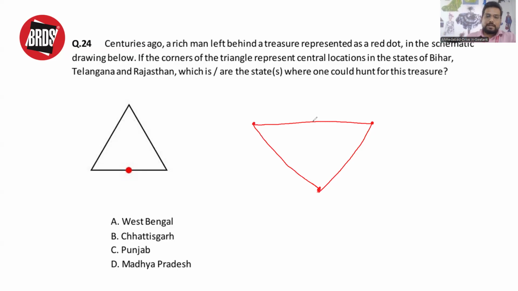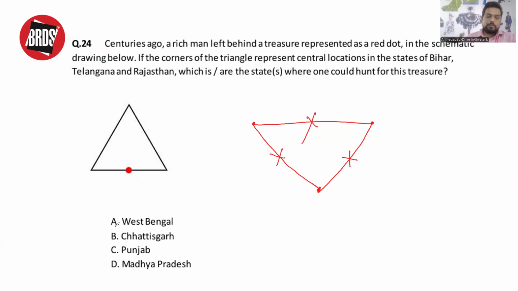Okay, so at any of these points, the treasure could be there, because the red dot, the triangle, is not given in the correct orientation only. It could be in any orientation, it could be given to you. So at any of these points, it could be there.